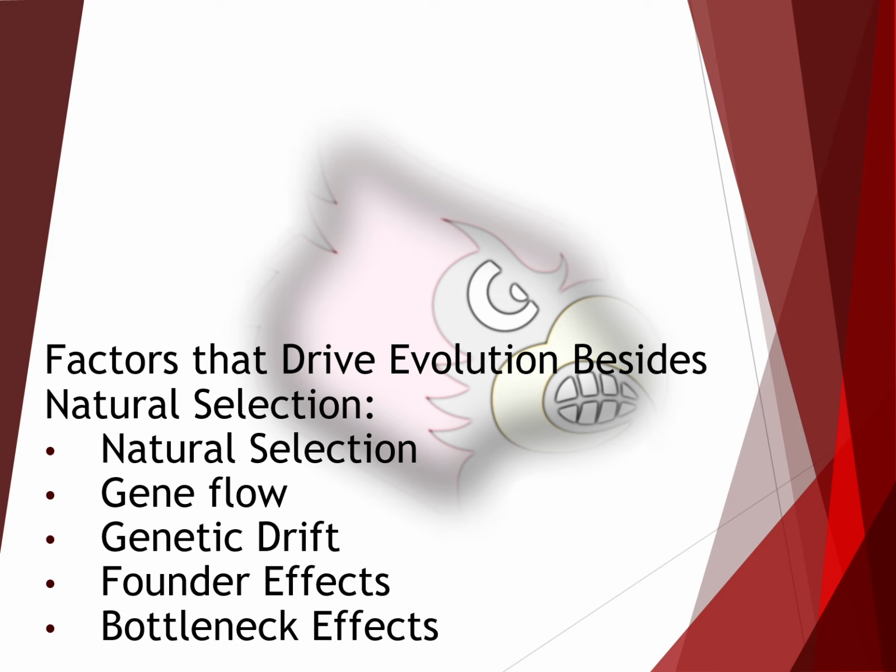Let's start by listing some factors that drive evolution other than natural selection, because populations can be changed by factors other than natural selection. For example, a natural disaster, such as a volcanic eruption, may randomly eliminate part of a population. Random changes can produce evolutionary change. These types of changes include gene flow, genetic drift, founder effects, and bottleneck effects.